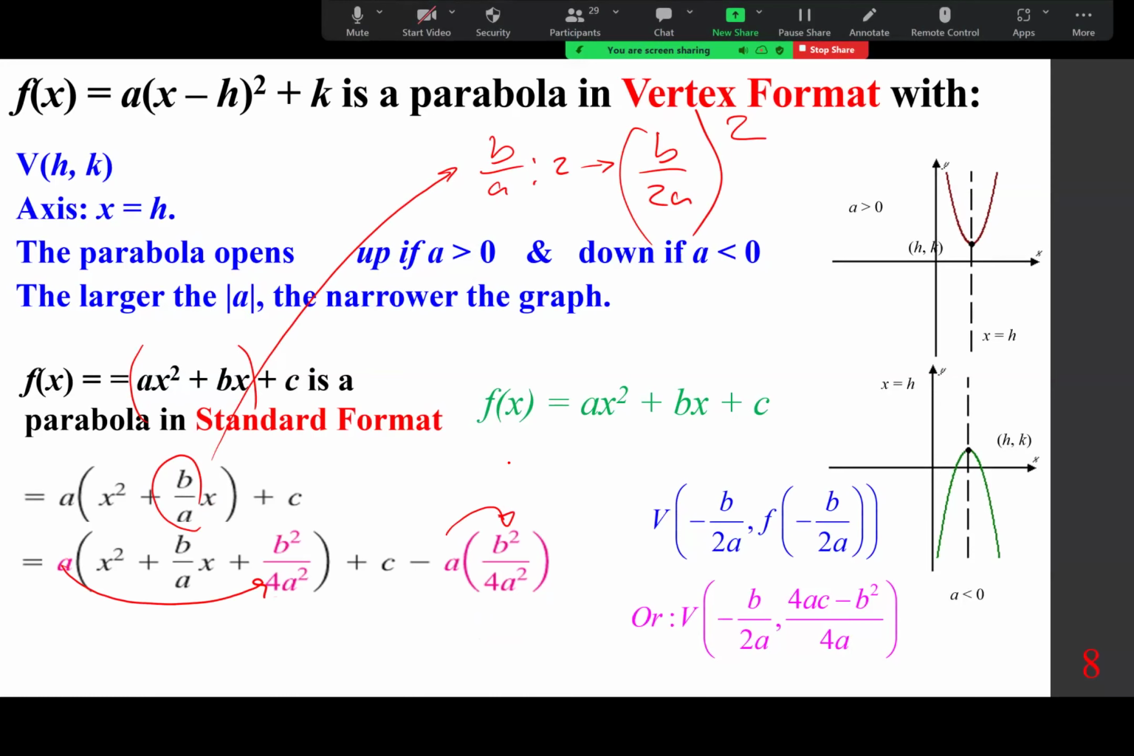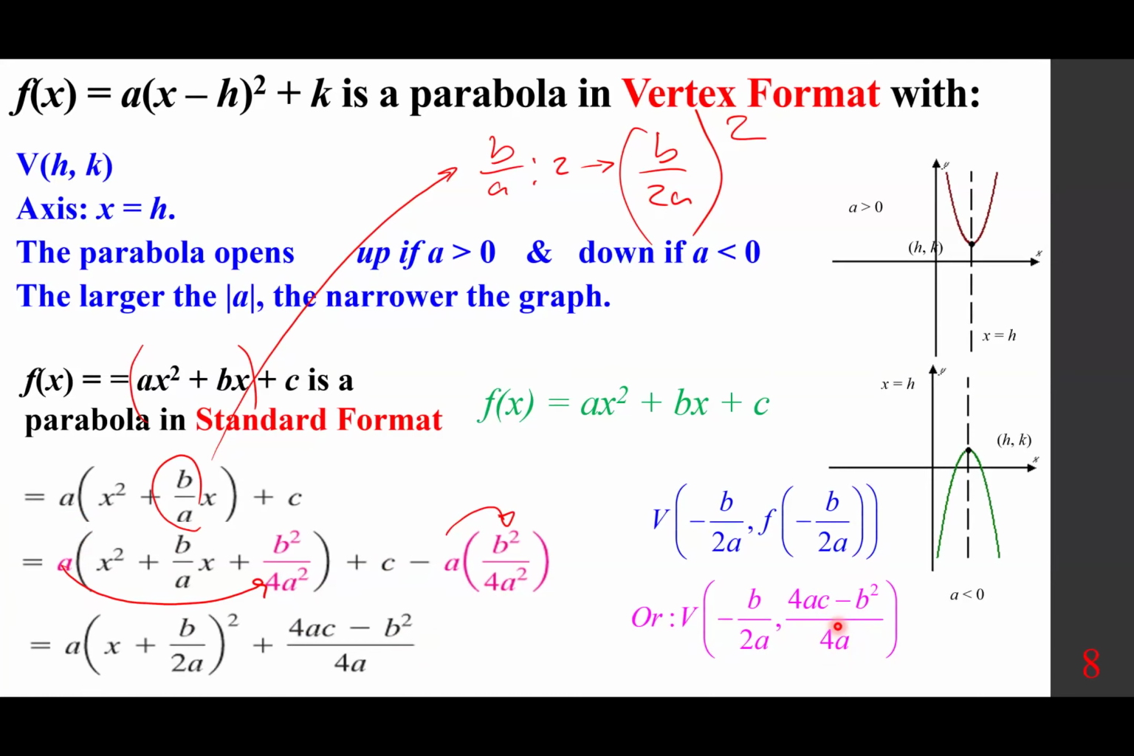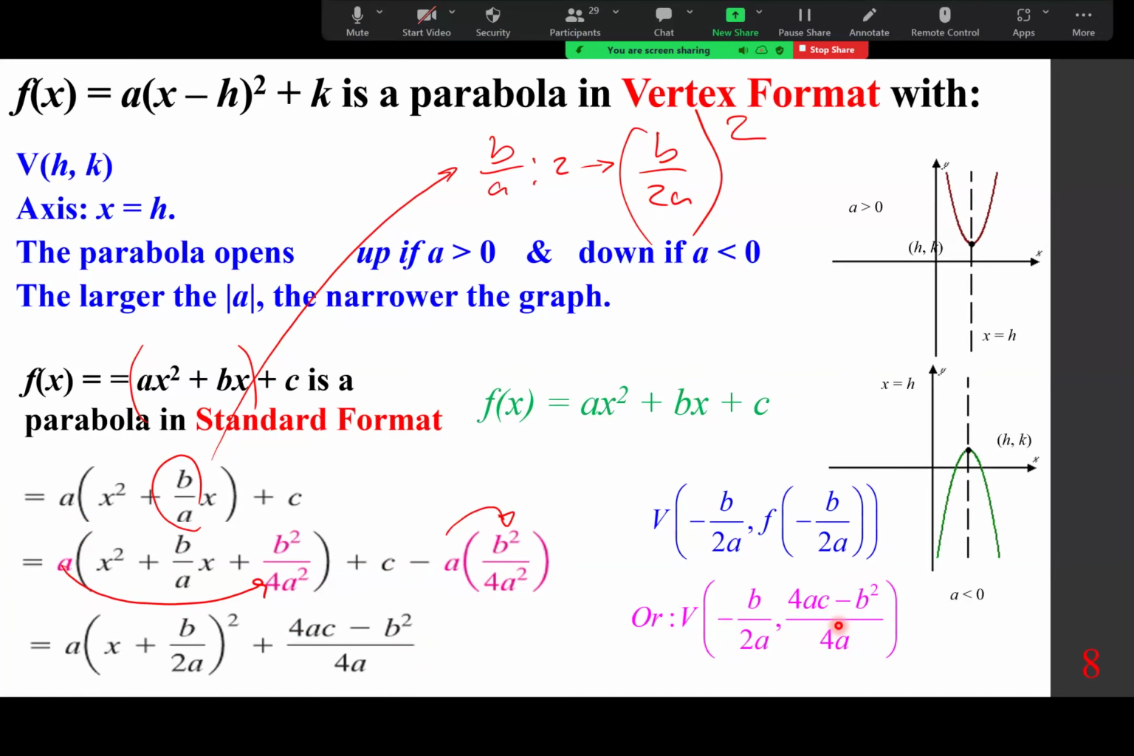So this becomes a times x plus b over 2a to the power of 2. This one, if you take a common denominator of 4a squared, becomes 4ac minus b squared. That's how you arrive at this. But it's easy, just plug in. Okay, class? It's better that you just plug in, it makes it easier. So again, I'm showing you how to arrive at this. But like I said, just plug in, it's just as easy.